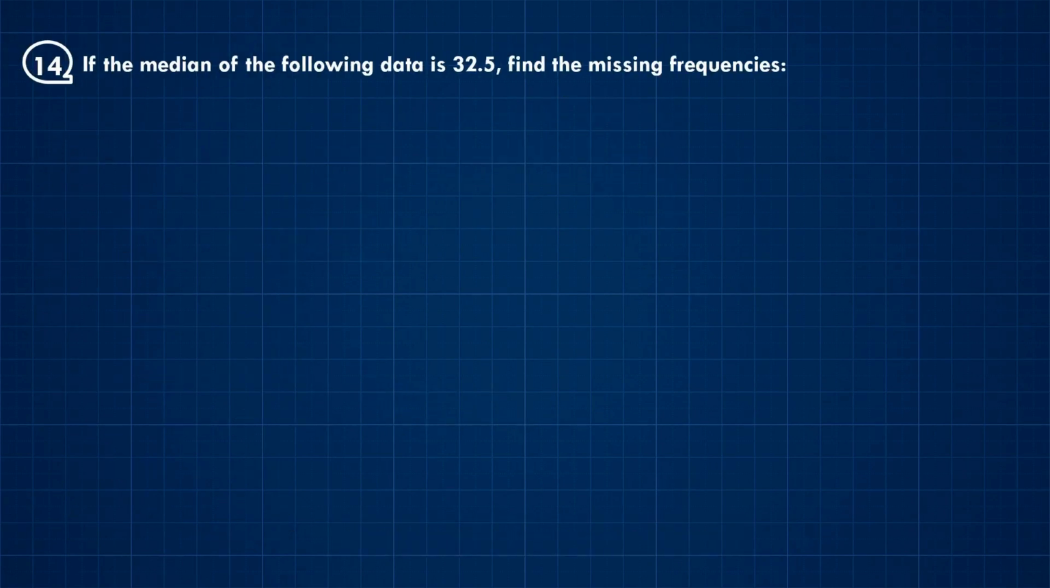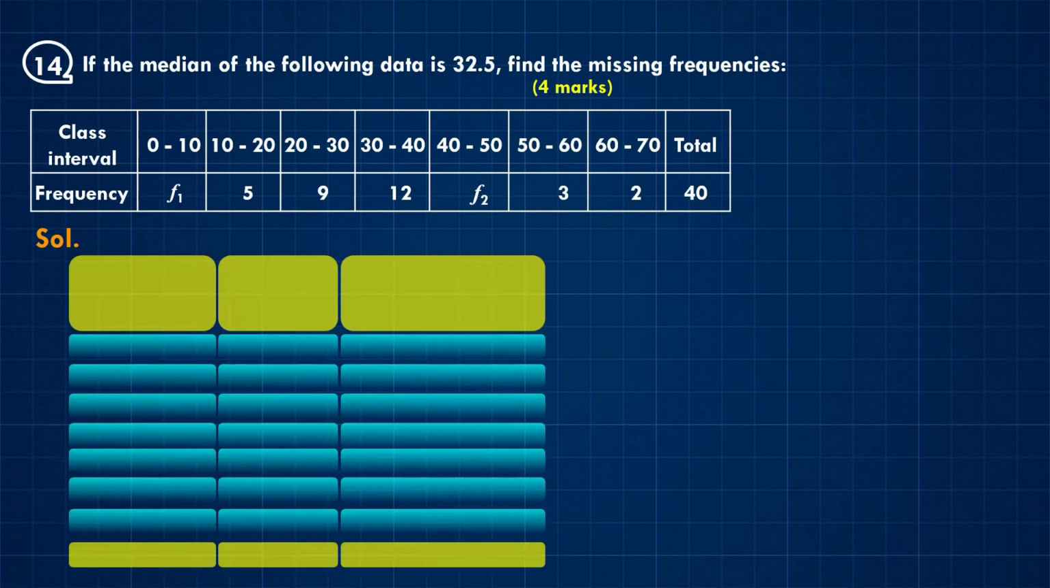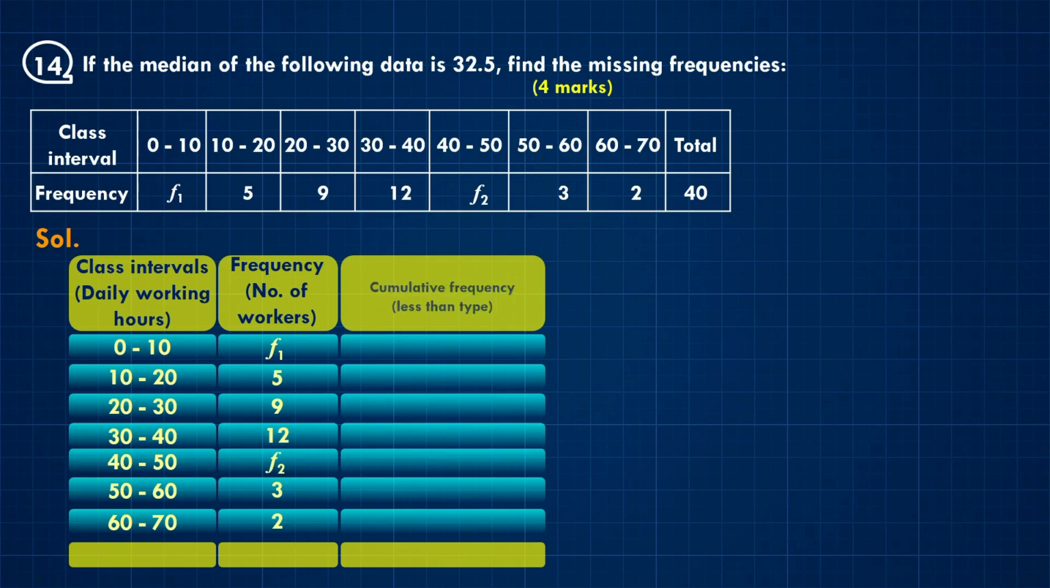Now let us take the look at the next problem. If the median of the following data is 32.5, find the missing frequencies. So this is also a 4-mark question. The class interval is given and the frequencies are given, but there are two frequencies that are missing, that is F1 and F2. So let's just copy the class interval as well as the frequencies. Now find the cumulative frequency. So just keep on adding the subsequent frequency, you will get the cumulative frequency.